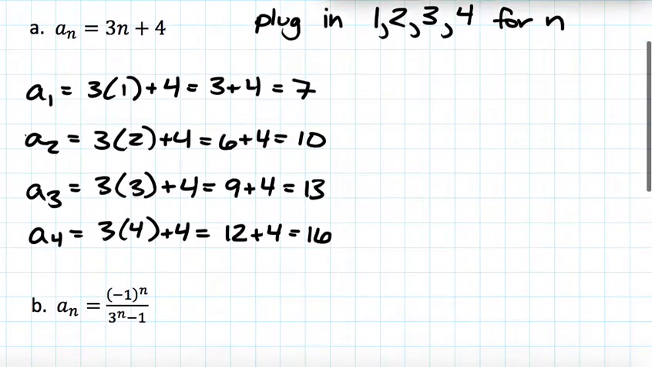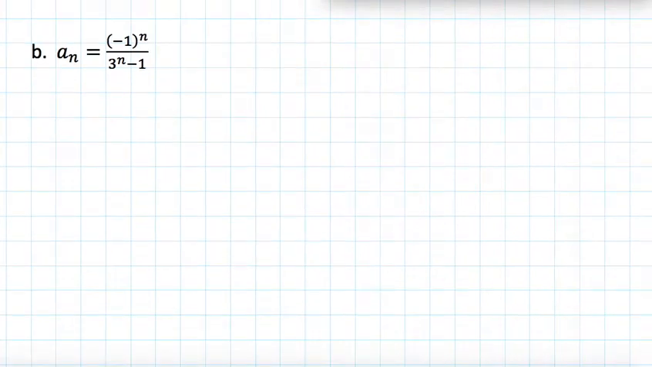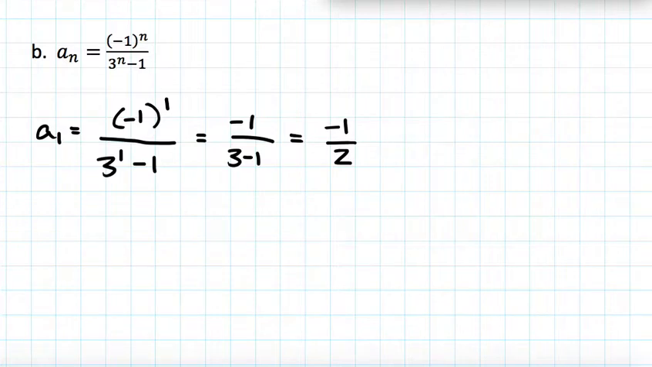Now we're going to look at part B, which is a general term that's a little bit more complicated, but it's the same process. We're going to plug in 1, 2, 3, and 4 to get each of these terms. So I'm going to start with 1. In this formula, there are 2 places to plug in n. One as an exponent in the numerator, the second as an exponent in the denominator. So -1 to the first is -1. 3 to the first is 3. 3 minus 1 is 2, so my answer here would be -1/2.